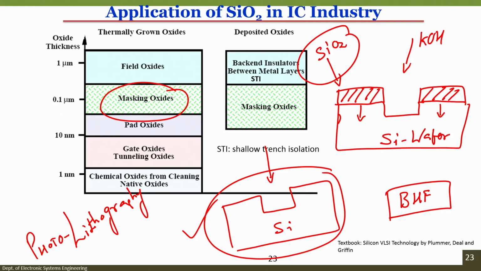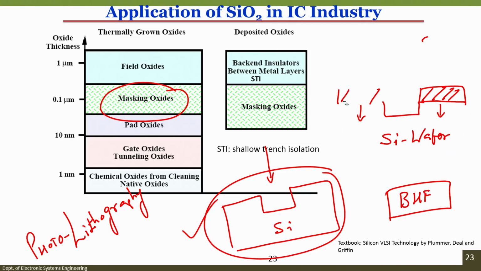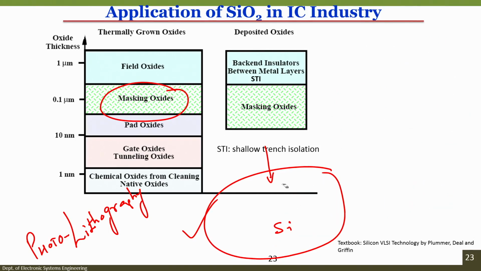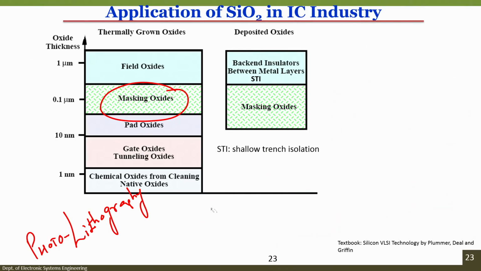And then comes a field oxide. Field oxide is when you want to use a thicker silicon dioxide for generating the fields. Again we will discuss it at some point of time, if time permits. We can also use silicon dioxide as a field oxide.